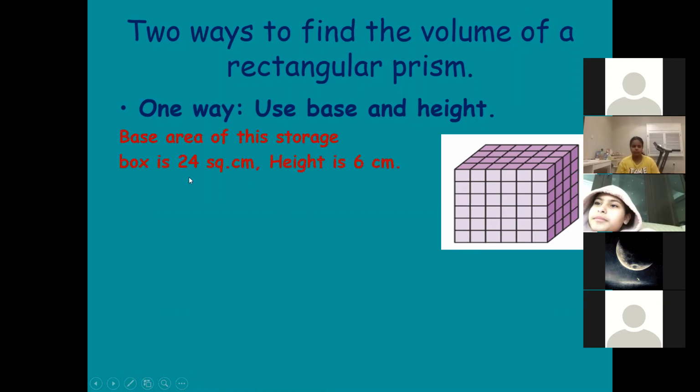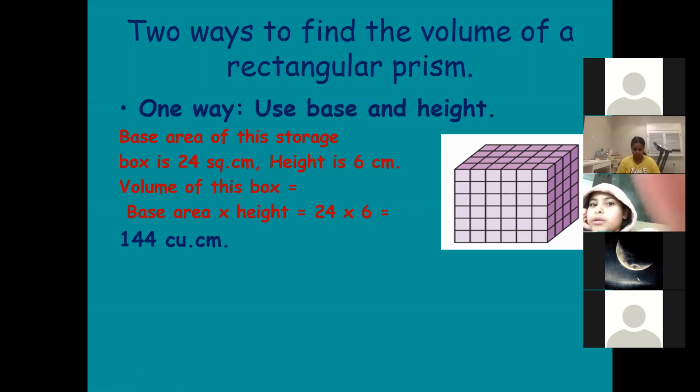Look, the base area of this box is 24. Height is 6. So what will be the volume? The volume of the box will be base area multiplied by height. That is 24 multiplied by 6. How much is 24 multiplied by 6? 144. Yeah, 144 cubic centimeters. Okay, this is one way of finding the volume. Now, what is the second way?